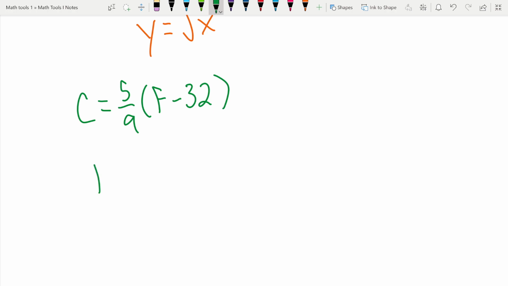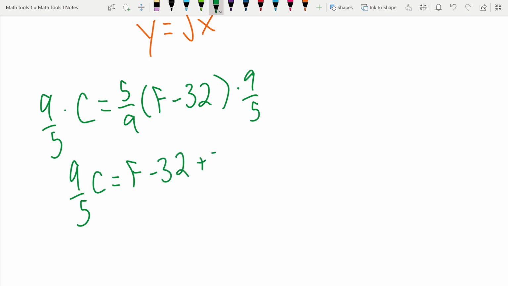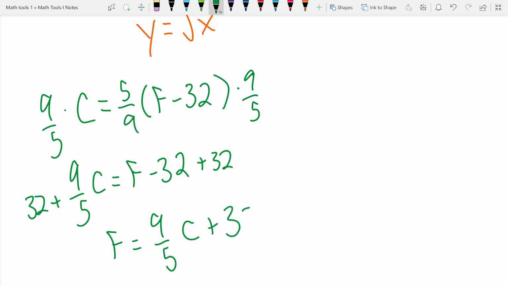Okay, so the inverse function, we flip them around. Sorry, in this case, we don't even need to flip them around. All we need to do is just solve for f. So this is kind of a unique case, right? We just multiply by 9/5, so 9/5 c equals f minus 32. And then we add 32 on both sides. Okay, so we get f equals 9/5 c plus 32. So in this case, we just needed to solve for the opposite variable. Okay.